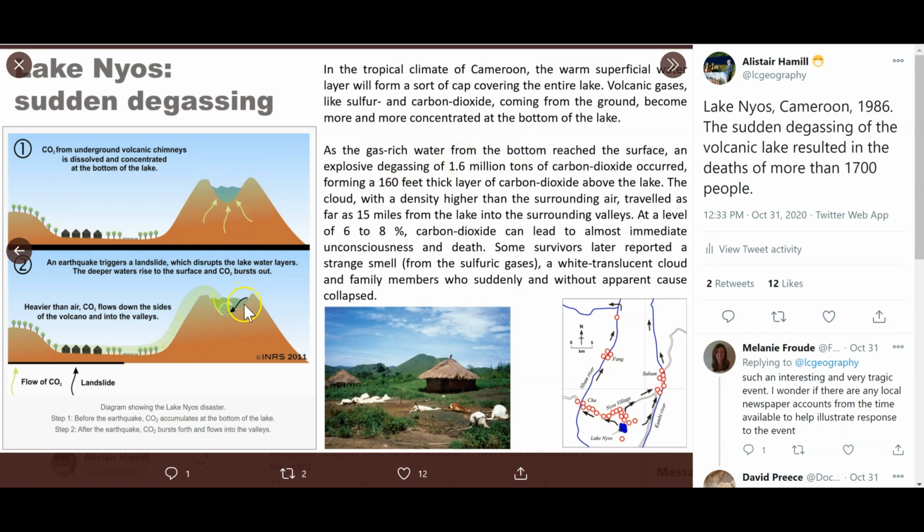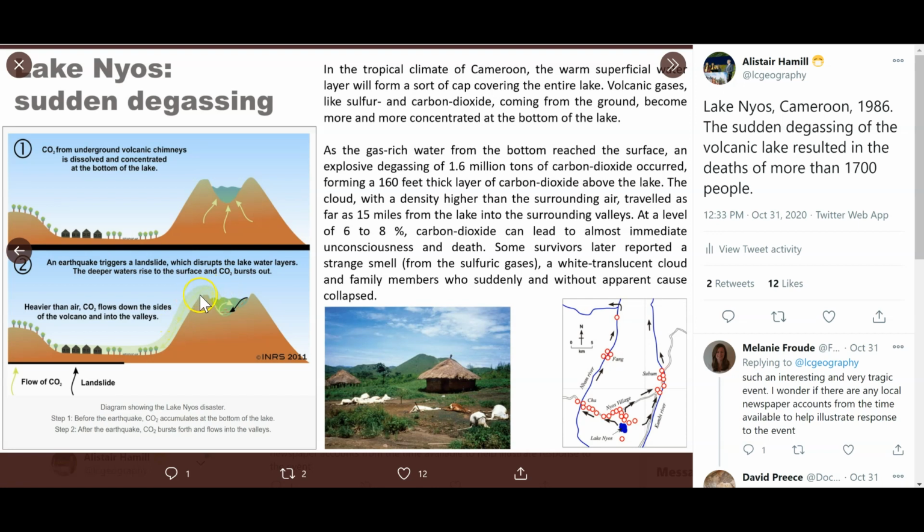Now, it's not entirely certain what caused this, but most people think it was a small earthquake that caused a landslide, which brought some material into the lake, which stirred the water up. And that allowed the gas-rich water at the bottom, the colder water, to come up towards the top and escape. And what you then had was what's described as explosive degassing. You had about 1.6 million tons of carbon dioxide forming a layer about 160 feet, about 50 meters, deep above the lake.